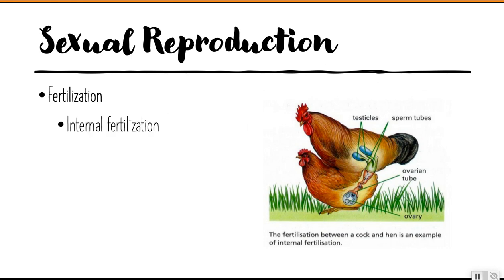That was external fertilization. Now we have internal fertilization. This is for all mammals, all birds, and all reptiles. They all engage in internal fertilization. That's how their bodies are set up. So internal fertilization occurs inside the female's body.